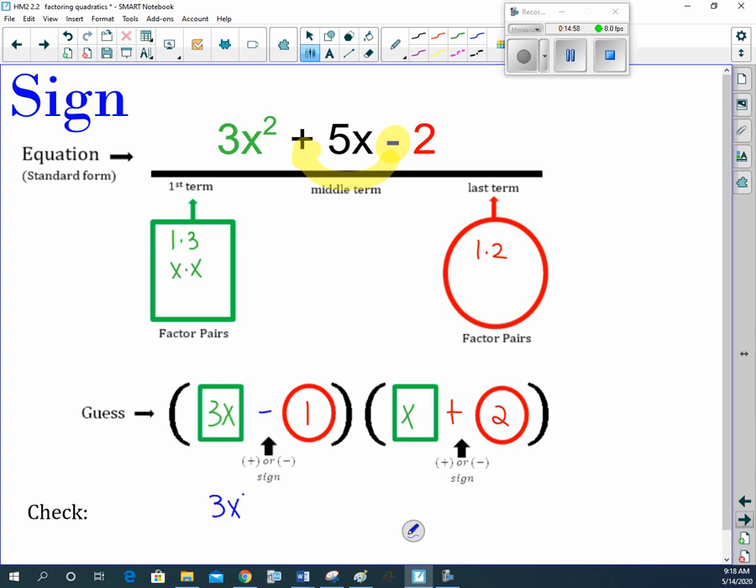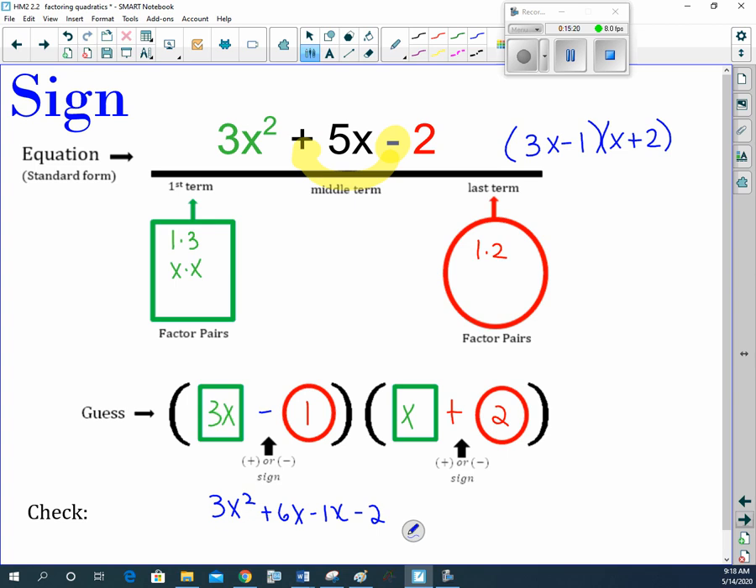3x squared plus 6x minus 1x minus 2. So does that give me a plus 5x? It does. So that factors to 3x minus 1 times x plus 2.